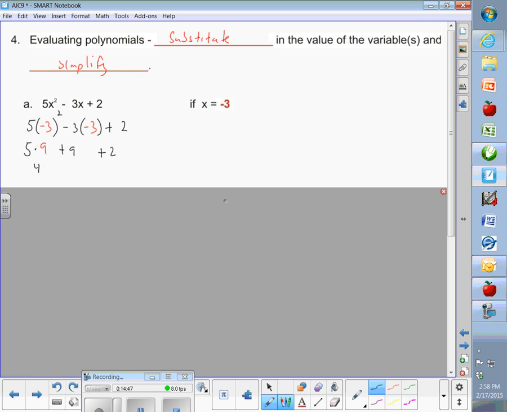5 times 9 is a 45. So we end up with 45 plus 9 plus 2. So what is that? 54 plus 2, 56. And we've evaluated that one.